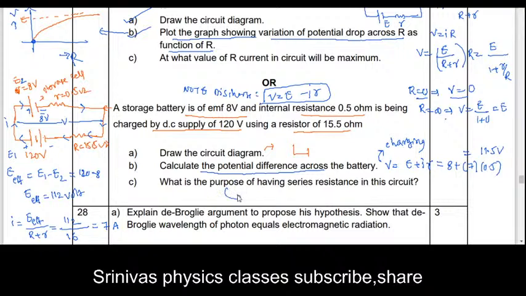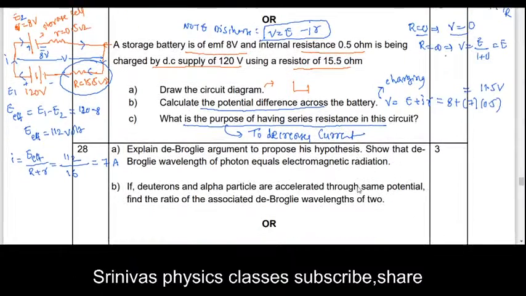Next question. What is the purpose of having the series resistance in the circuit? Here, why are we using this series resistance? To decrease the current. If we directly connect to the storage cell, large current passes. To decrease current entering into storage cell, right? Okay, completed.